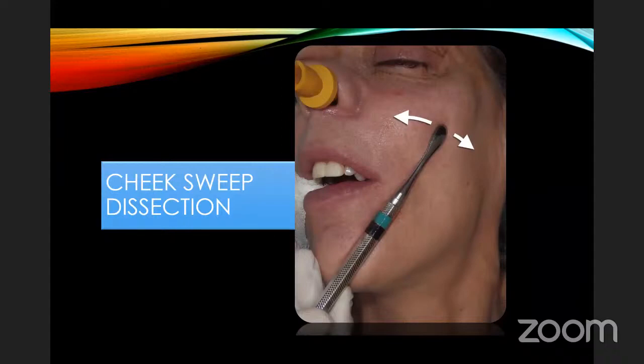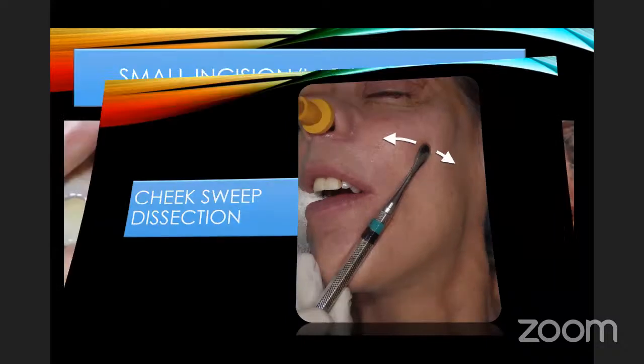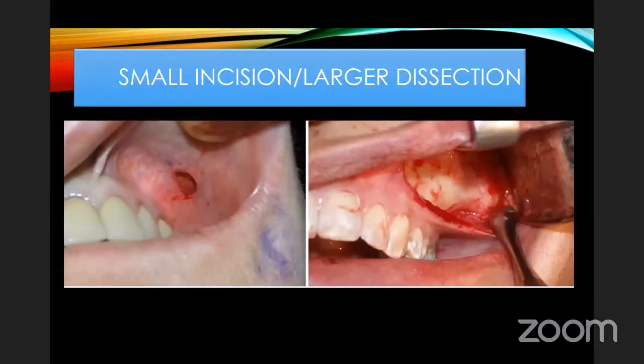So once I have my dissection completed, I will take my elevator in a sweeping motion just to make sure my pocket is big enough to accept the implant. And again, these are small incisions, but this is very elastic tissue, and so you can get very good access through a small incision.